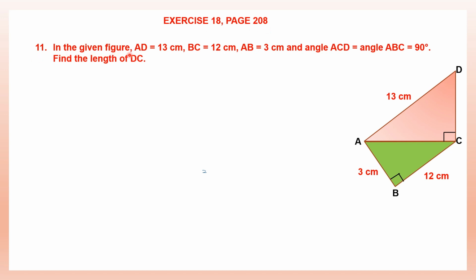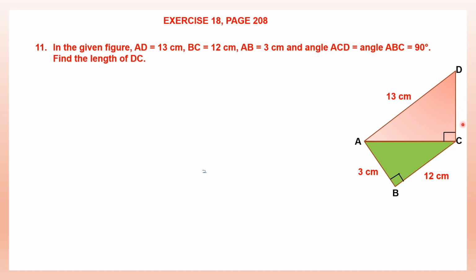In the given figure, AD is equal to 13 centimeters, BC is equal to 12 centimeters, AB is equal to 3 centimeters. Now we have got it all here. Angle ACD, that is this angle, is equal to angle ABC, that is the angle here, and both are equal to 90 degrees. So this is 90 and this is 90. Now we have to find the length of DC. Now DC is here.